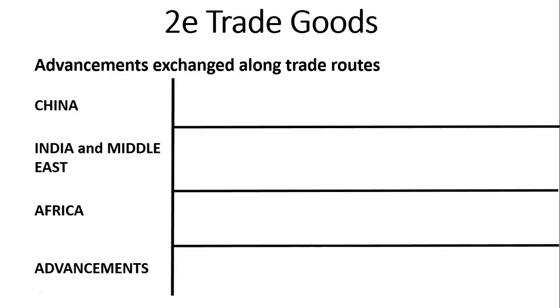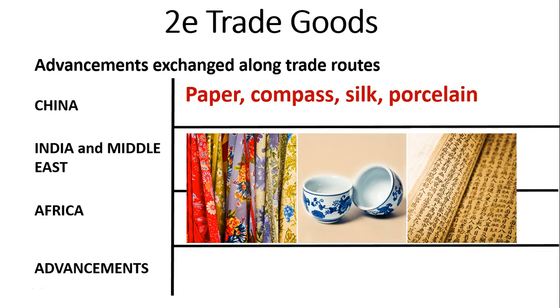Let's first start with the chart that we got. All right, first with China. Very, very common goods that were traded included paper, compass, silk, porcelain. Write that down. Most of these goods came to Europe initially with Marco Polo, and then they became very, very popular goods in Europe, and they became in high demand. And that's why Europeans were eventually trying to get to Asia by sea.